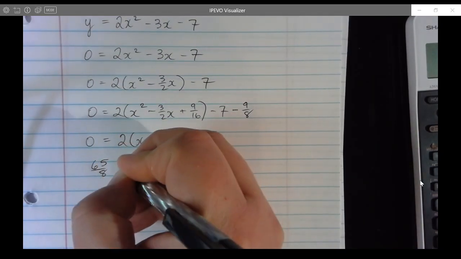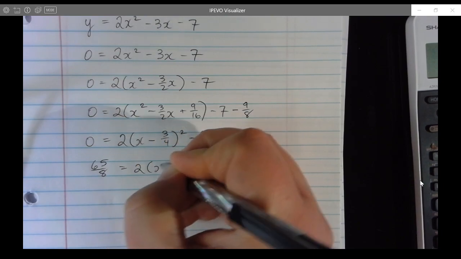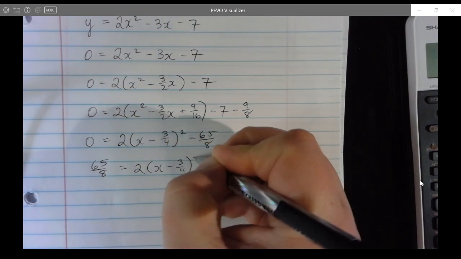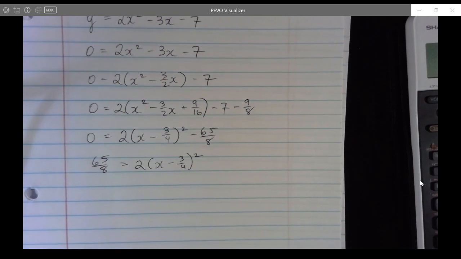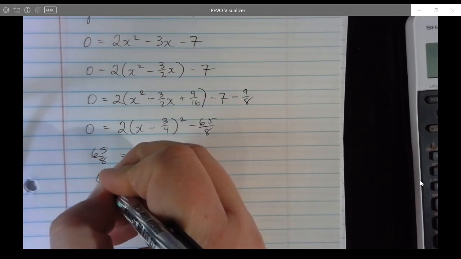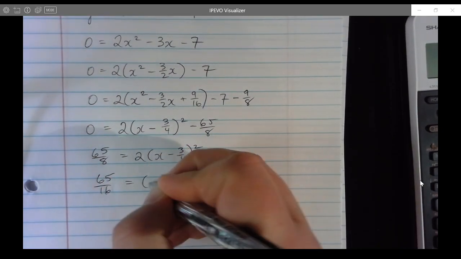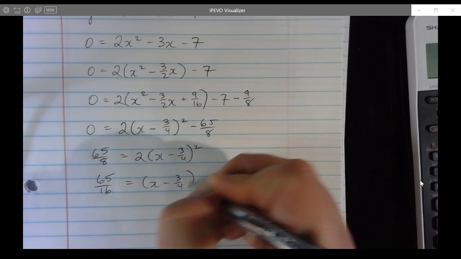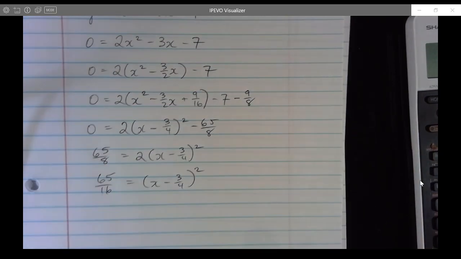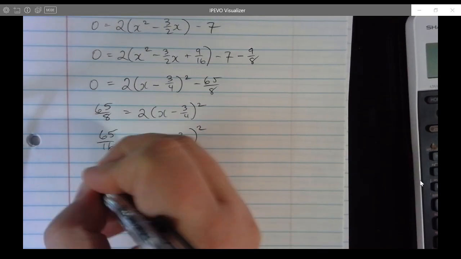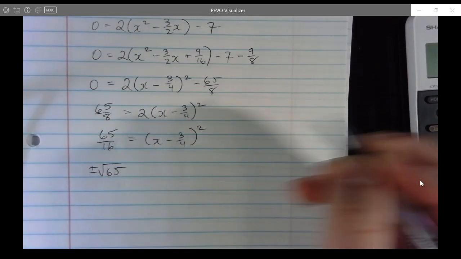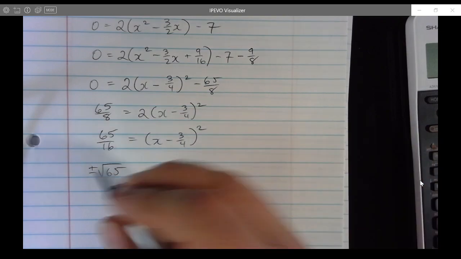I'm now into the part where I have to isolate for x. After all, I'm solving for x here, right? I'm going to divide both sides of the equation by 2. And now I've hit the part where I have to eliminate this squared by square rooting both sides. I have no idea what the square root of 65 is, so I'll leave it as plus or minus the root of 65.